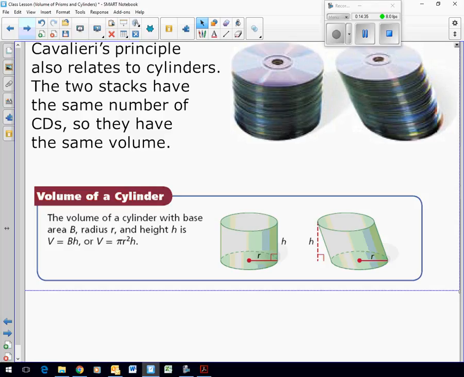Yeah. Think about what the principle says. The principle is this: if they have the same area and they have the same height, they have the same volume. I don't care what it looks like. It has to be true.